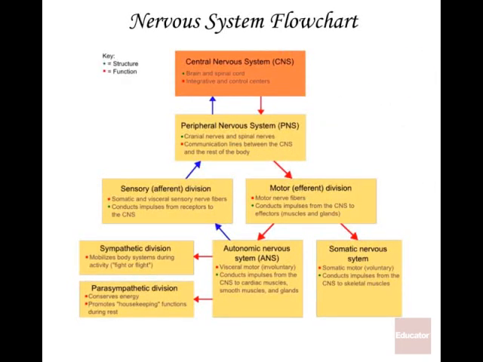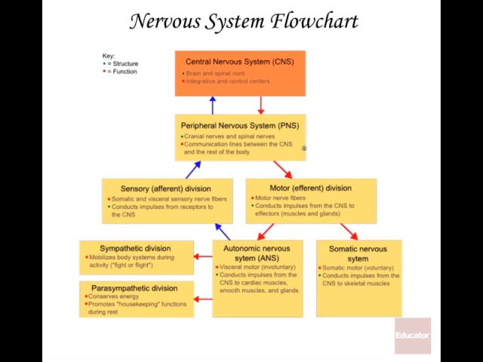If we were to look at the nervous system as a giant flow chart that had to do with the brain, the spinal cord, and all the nerves, this is a very good representation. So up at the top here in the orange box, we have the central nervous system, which, as you learned before if you saw the previous lesson, is the brain and spinal cord.